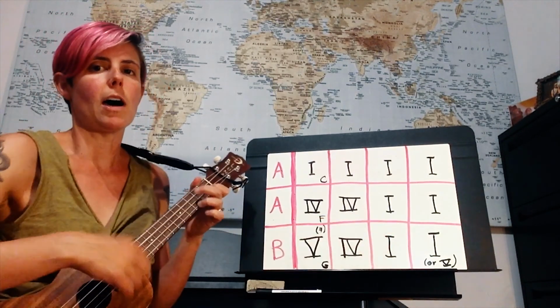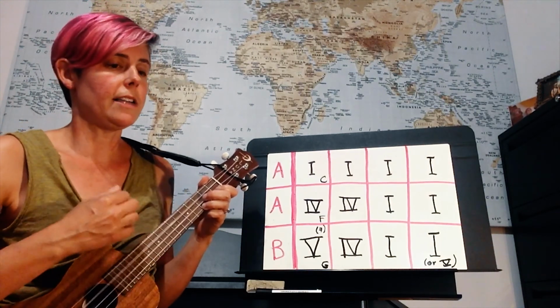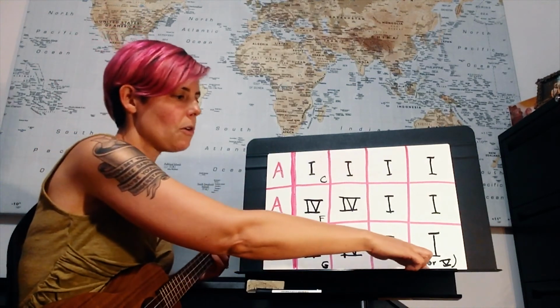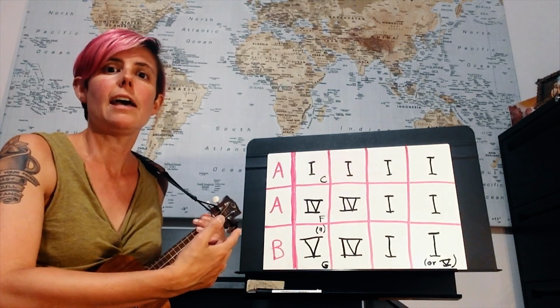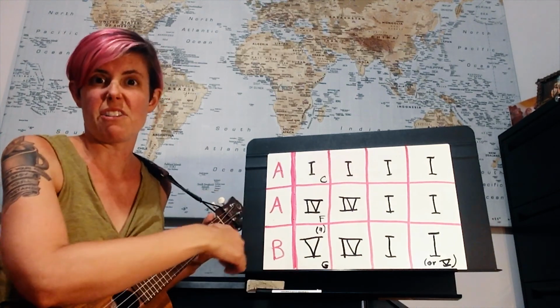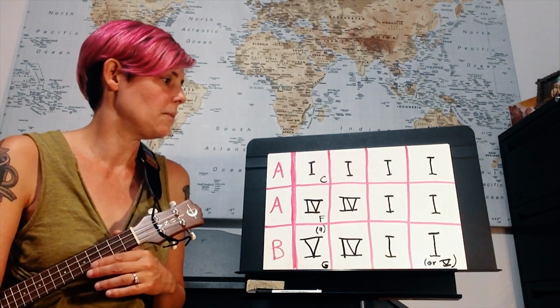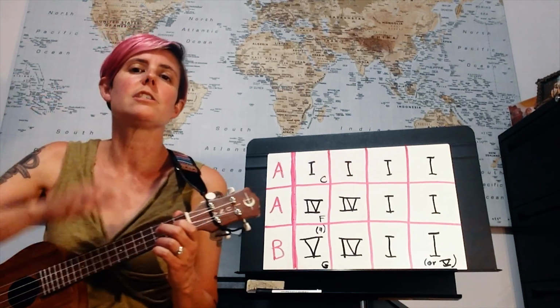And then back to 1. 1, 2, 3, 4. 1, 2, 3, 4. Now there's an optional 5 in the last box. If you're playing more than one verse and you want to be able to turn around and go back to the beginning, then you can add that 5 chord in the last box. And that's pretty much all there is to the chord changes of the song.